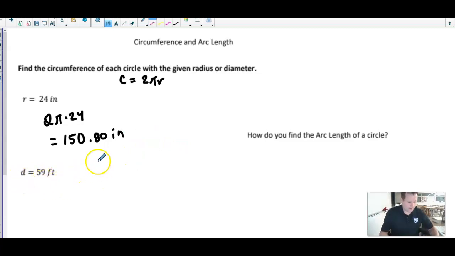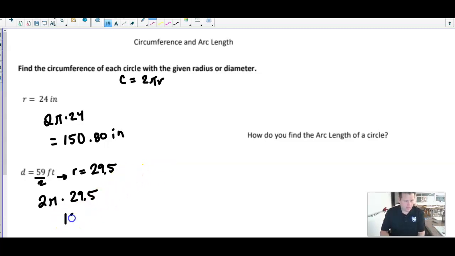If it gives me the diameter, first thing I'm going to do is divide that diameter by 2. So my radius is going to be 29.5 for this one. Then I can just go 2 times pi times 29.5, and when you do that, you get 185.35. So that should be a quick review of circumference.